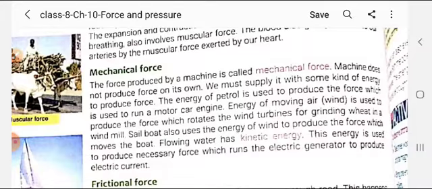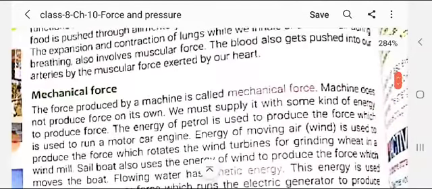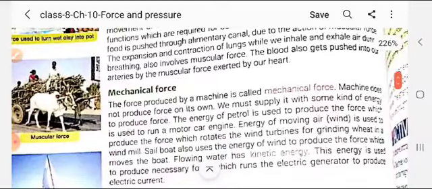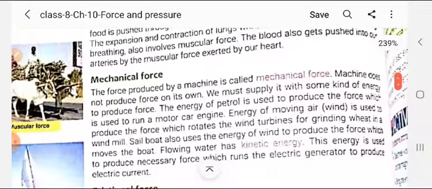A machine does not produce force on its own. We must supply it with some kind of energy to produce force. The energy of petrol is used to produce force, which is used to run a motor car engine. So in a motor car, petrol is used to run that motor car. Here also, the force that is produced after the burning of the petrol helps the motor car engine to work.